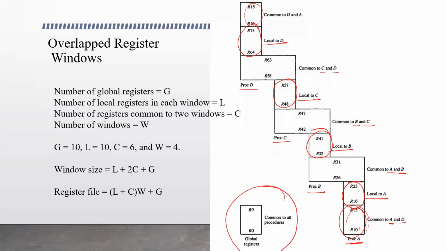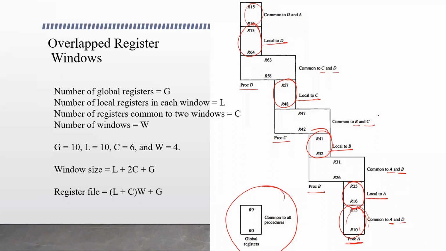So this way the registers are assigned, because different procedures need to have their own registers for storing the local variables that belong only to those procedures. Registers R0 to R9 are global registers, common to all procedures. After 9, R10 to R15 are the registers common to A and D, and then we have common registers for A and B, and common registers for B and C.